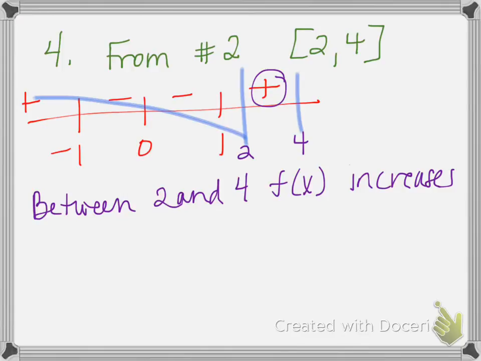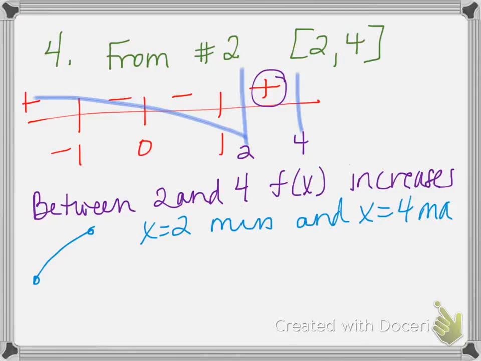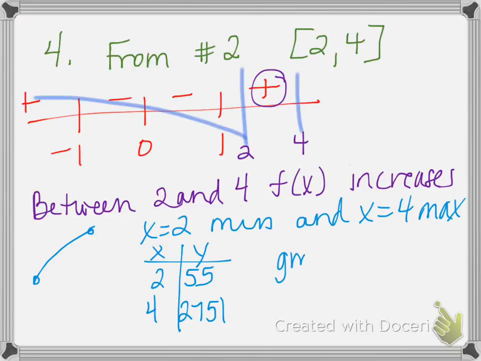So since it's always increasing, it kind of looks like this. That means that x equals 2 is a min and x equals 4 is a max. So then once I figure that out, I can just go ahead and make my little chart, find my x's and my y's. Y was 55 there and 2751. So my global min is 55 and my global max is 2751.